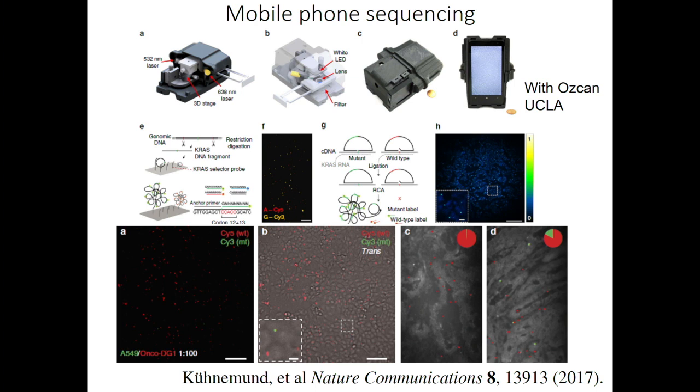and then equipped it with some very cheap, simple lasers like this green one. We use that and a white light LED as well, so we can make bright field images, and on top of that we get the fluorescence imaging from DNA sequencing chemistry. So we're really actually sequencing DNA using a mobile phone, and we could use that to map mutations also in tumor tissues.